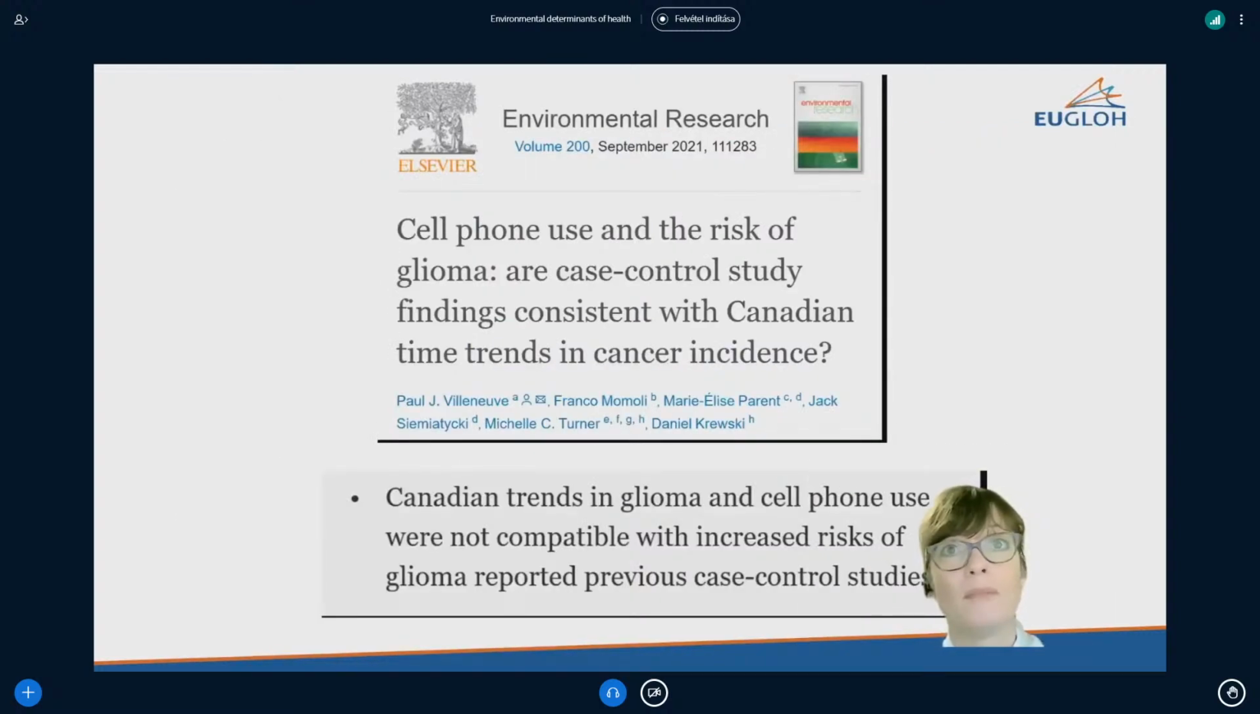In the meantime, I may comfort you with a recent paper which might already give you an idea about the answer to the research question. In this recent Canadian study, using a different design, trends in cell phone use and glioma, one specific type of brain tumor, were not associated.